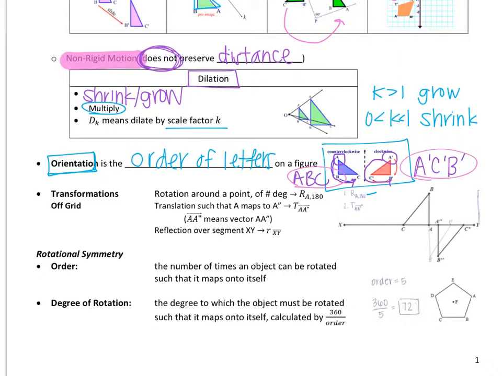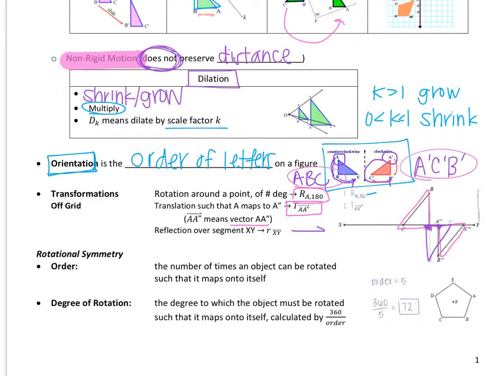Next we have transformations off of the grid. So here we were asked to bring triangle ABC onto the double primes. So first we had to rotate around point A 180 degrees, then we had to translate along some vector. That vector is just telling us where we start and where we end. So once we rotate, we end up with this purple triangle right here. And I want to take point A and bring it to point A double prime. So we're translating along a vector. It looks like this. We could also reflect, if we needed to, reflect over line segment XY.